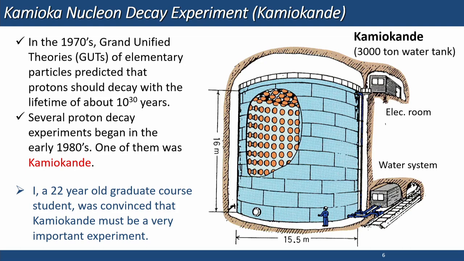This theory predicted that protons should decay with a lifetime of about 10^30 years. Certainly 10^30 years is a very long lifetime, but soon people realized that this is a lifetime that can be measured. Therefore, several proton decay experiments began in the early 80s. One of them was the Kamiokande experiment, and a sketch of it is shown here. It is a large underground water detector, about 60 meters in diameter and 60 meters in height, and it contained 3,000 tons of very clean water.